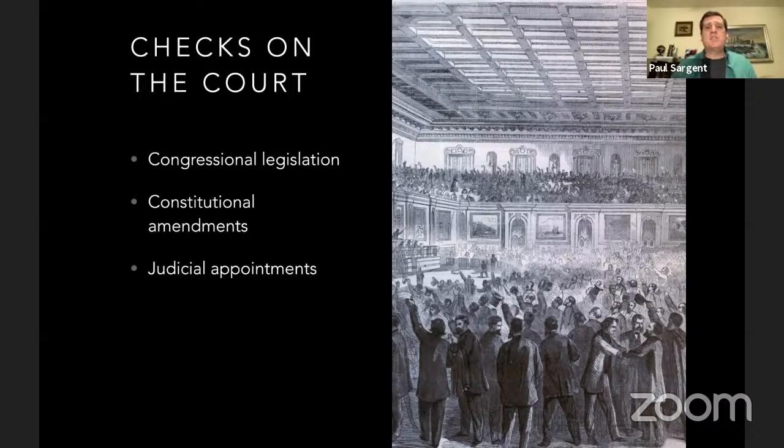Judicial appointments obviously are a check on the court because they can change the makeup of the court and change its ideology. It's a more long-term solution to something, but it certainly works. And lack of implementation is obviously very important.